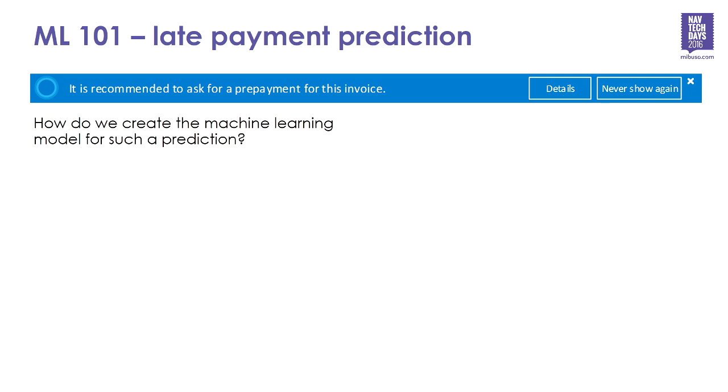So let's say that the UI that I eventually want is something like this. It is recommended to ask for prepayment for this invoice. Details, never show again. Something like that. So this would appear in the sales invoice page as I'm filling out an invoice. So I've filled out the name, the items, the discount, the payment terms, the address, and so on. And then I want this notification to appear. So the question is, how can we actually enable this using machine learning? How can machine learning help us do that?